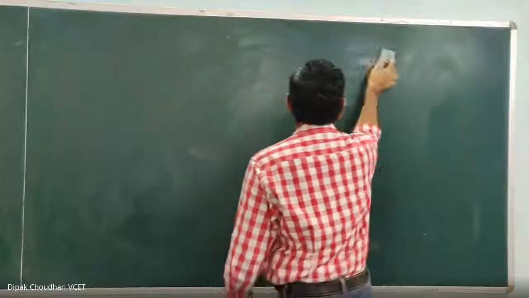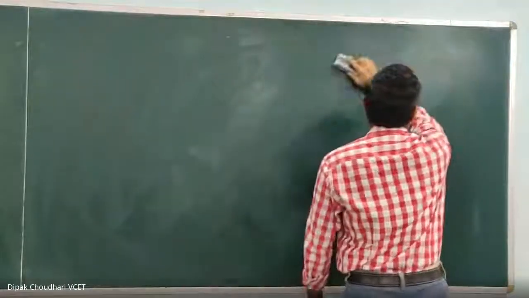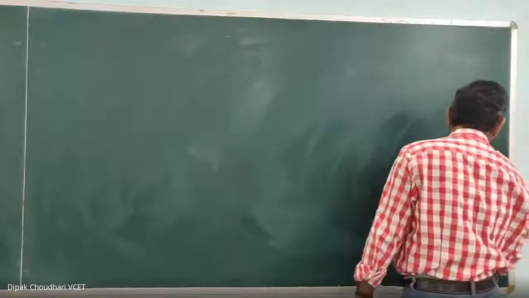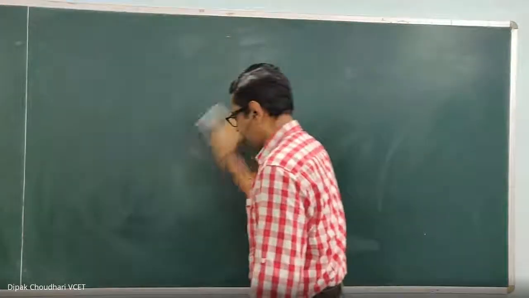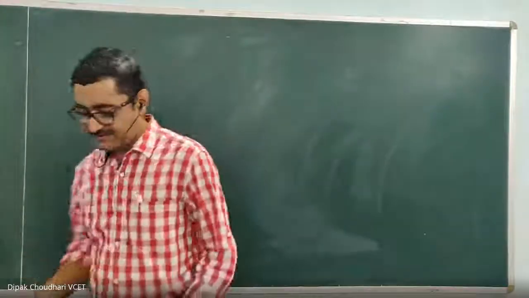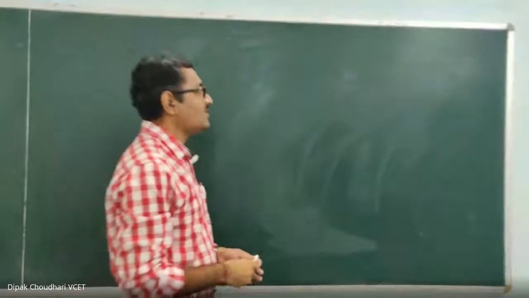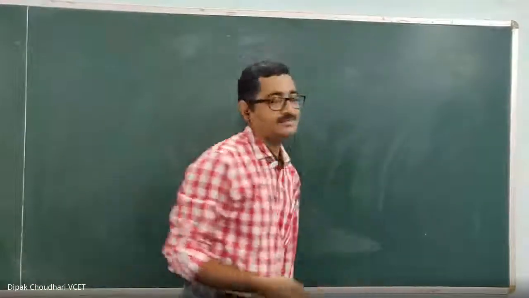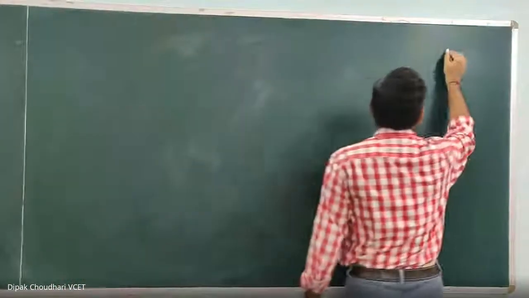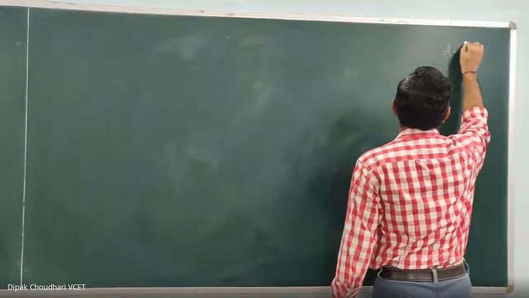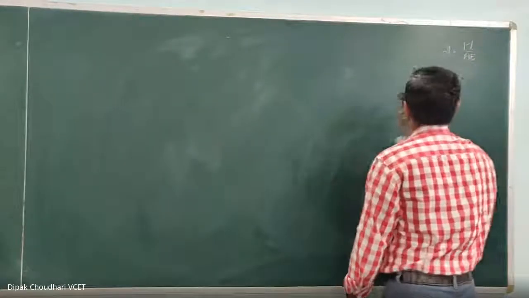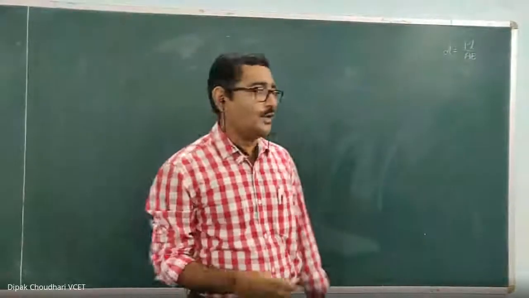taper rod. The formula which we have used, delta L equal to PL upon AE, is applicable when the rod is of uniform cross-sectional area. It may be circular, rectangular, or any other cross-section. But we can use that delta L equal to PL upon AE when the cross-sectional area is uniform.